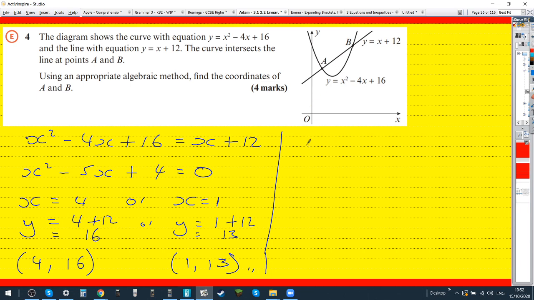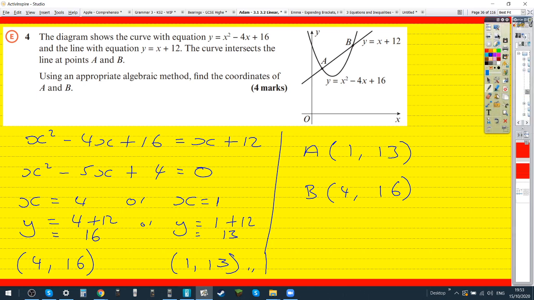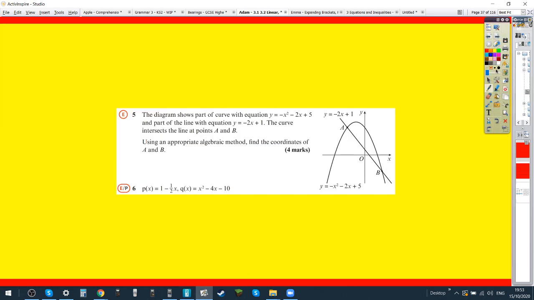What are the coordinates of A? What are the coordinates of B? Which is which? A would be 1, 13, and B would be 4, 16. Well done. A is further to the left, so its x is 1. It's also further down, so its y is only 13. The other one is up at 16. 1, 13, 4, 16. Great.